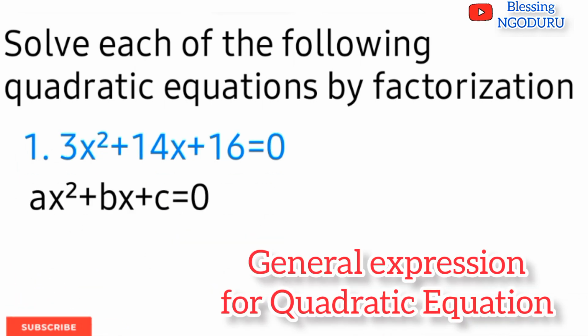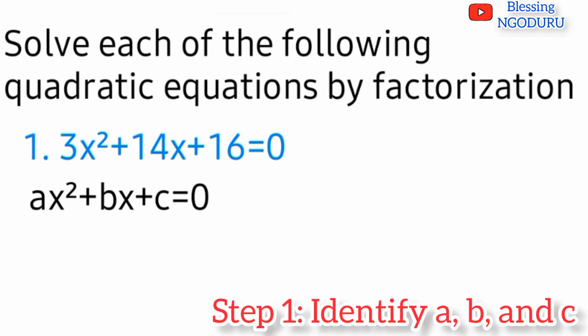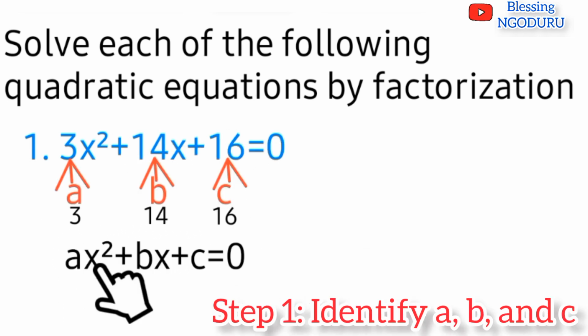Remember, we did say that the general expression for a quadratic equation is ax² plus bx plus c equals 0. First step is to identify a, b, and c in this equation. Following the general form, the coefficient of x squared is a, so our a in the given equation is 3. The coefficient of x is b. In our equation, the coefficient of x is 14, so b is 14. c here, being the constant, is 16. So we've identified a, b, and c.